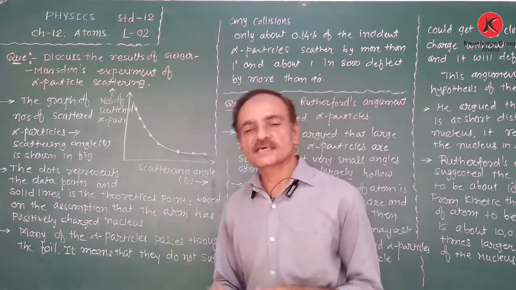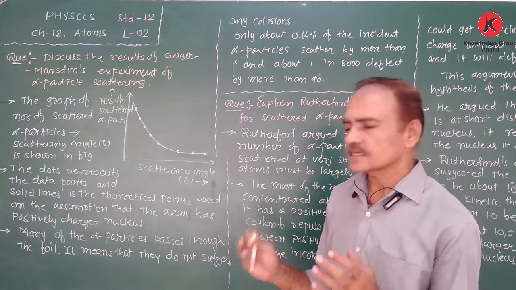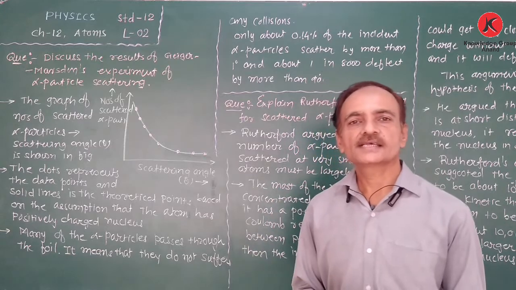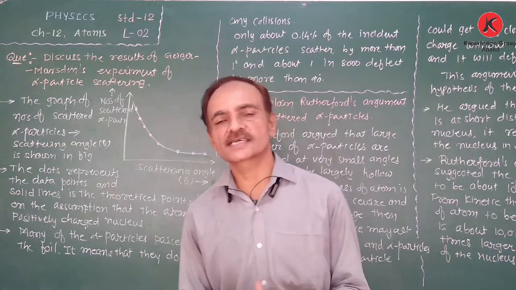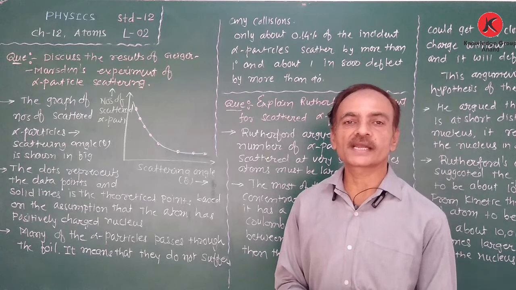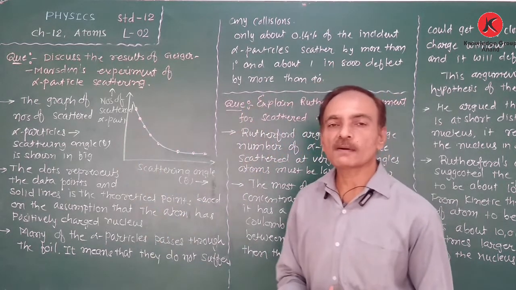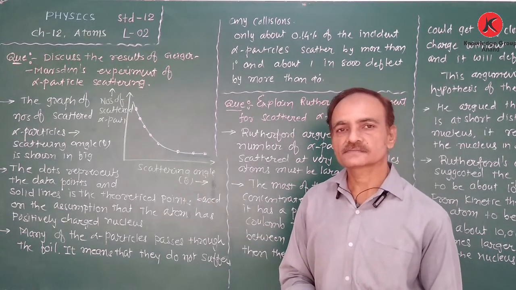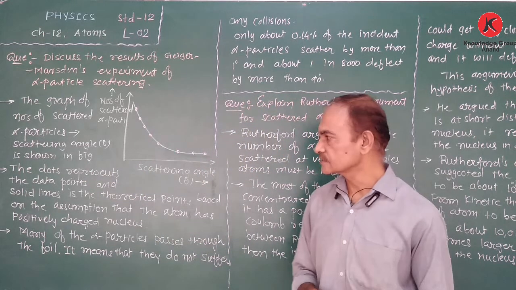In Geiger-Marsden's experiment, some alpha particles are scattered at a small scattering angle, while some are scattered at a large scattering angle, and some are scattered in the backward direction. Here the graph of the number of scattered alpha particles versus the scattering angle is shown in the figure. In this graph, the dots represent the data points.